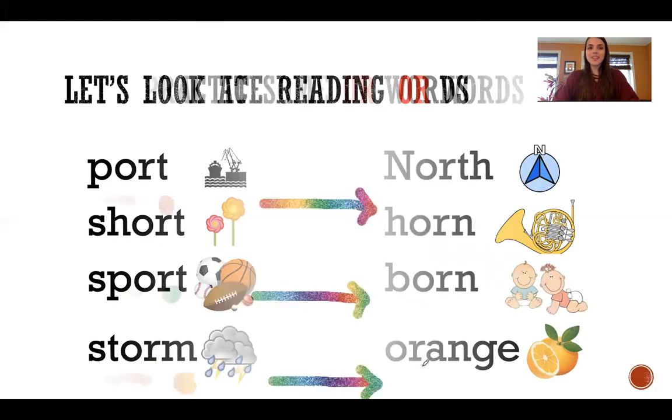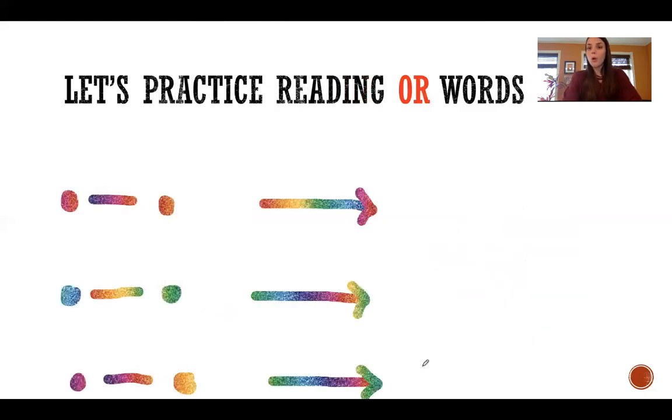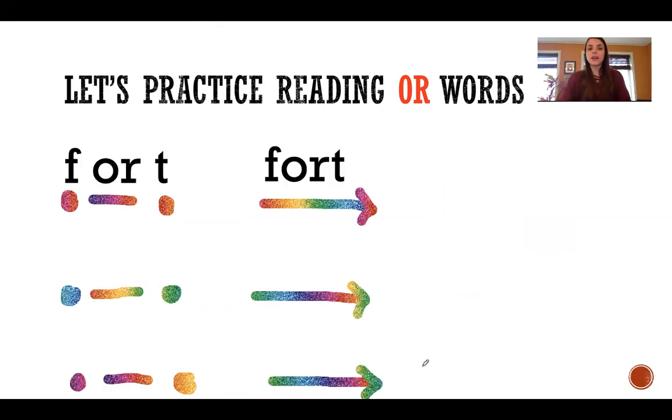Awesome. Let's practice reading some different OR words. So again, we're going to use our sound buttons and rainbow lines. Take your pointer finger and let's blend these sounds all together. Remember, I know that OR says or. Ready?